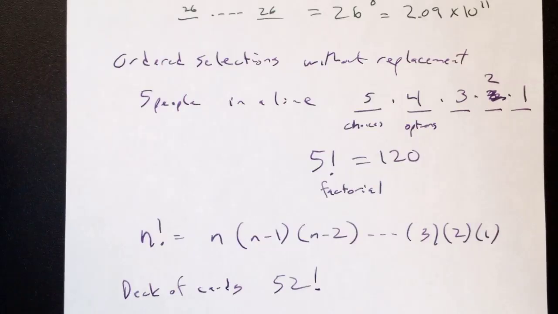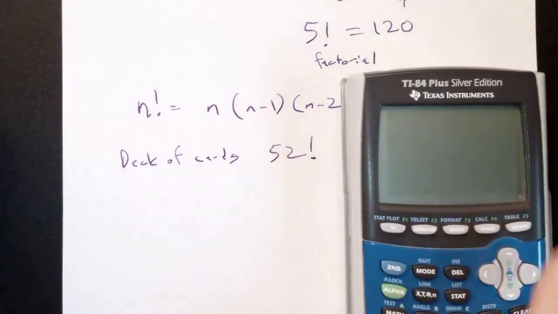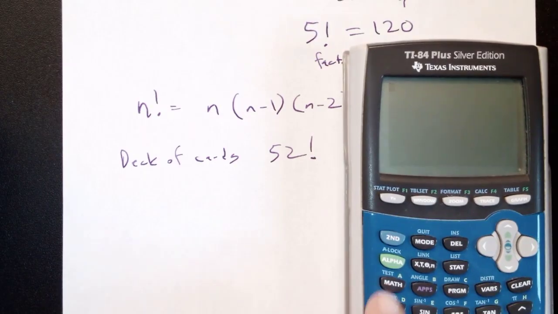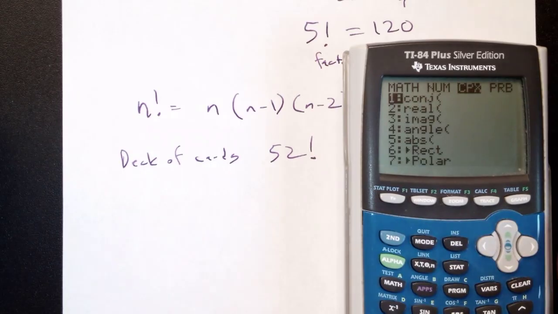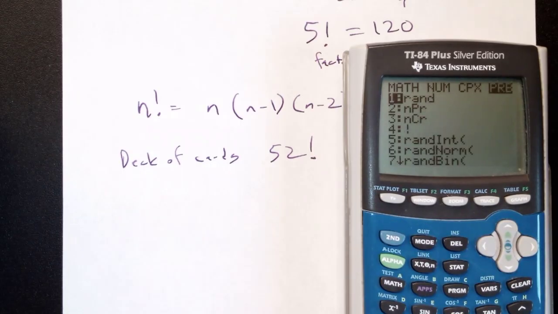Depending on your calculator, you may or may not actually have a separate button with an exclamation point on it for factorial. I have one of these graphing calculators. The factorial is hidden. In order to get the factorial, I need to hit the math button. I'm going to start by typing 52 because I want to do 52 factorial. I hit the math button, and all the way on the right end of that top menu bar says PRB. That stands for probability.